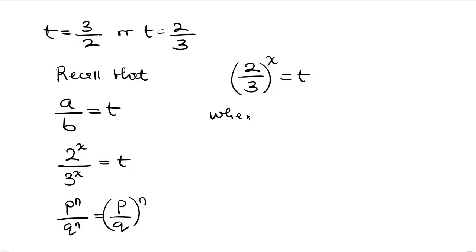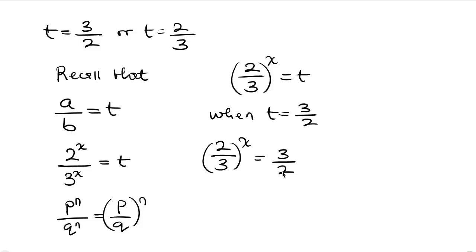Let's start with the first one, when t is equal to 3 over 2. Good. So this will be 2 over 3 all raised to the x equal to t. T is 3 over 2. Now the base here is 2 over 3, while the base here is 3 over 2. So all we have to do is to make this base the same as this base.